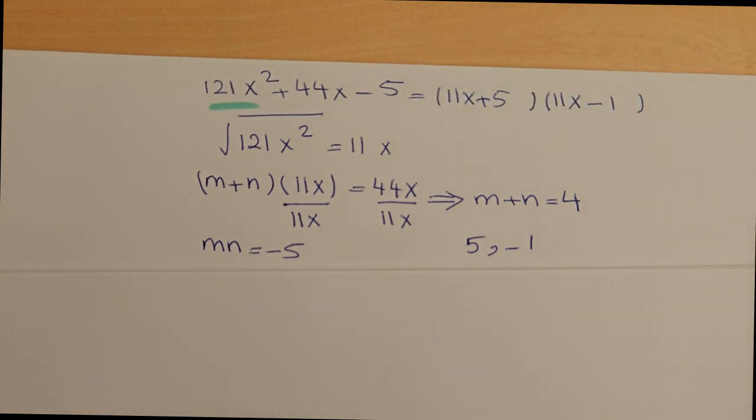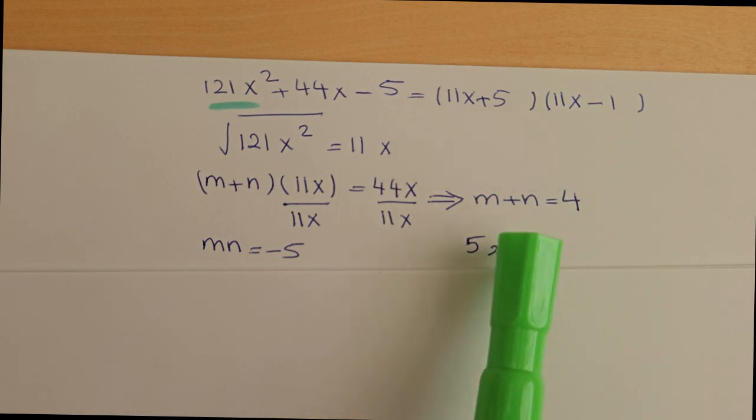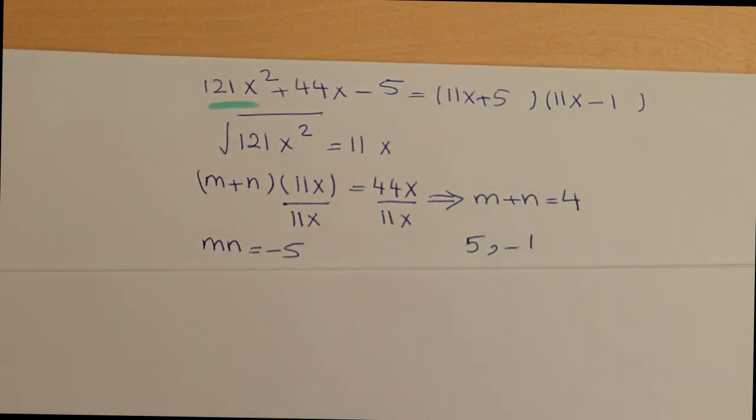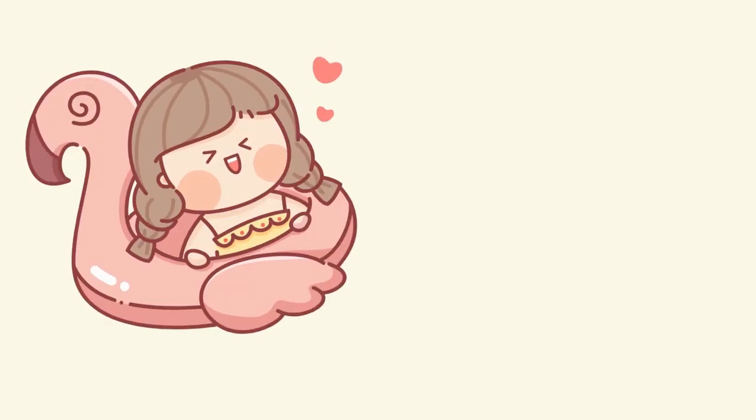And this is the final answer. Repeating term plus 5 multiplied by repeating term minus 1. Awesome. You've got the final answer. Are you ready for the next one? Okay, this is another example.